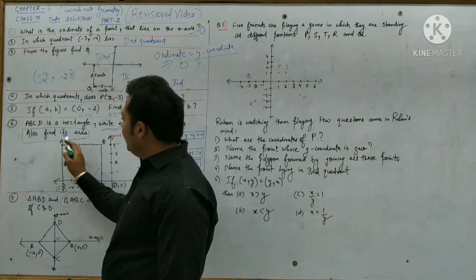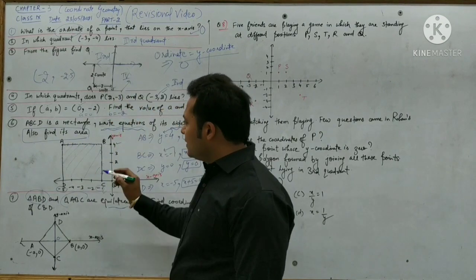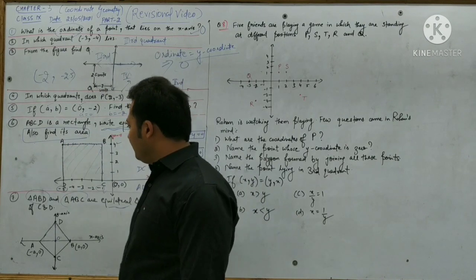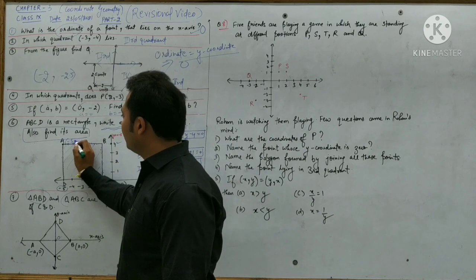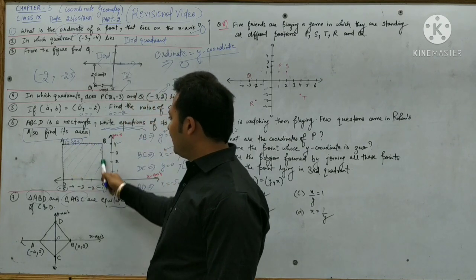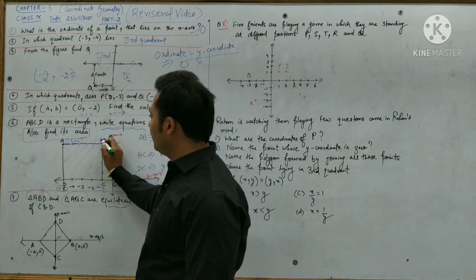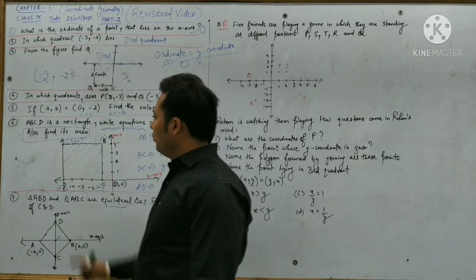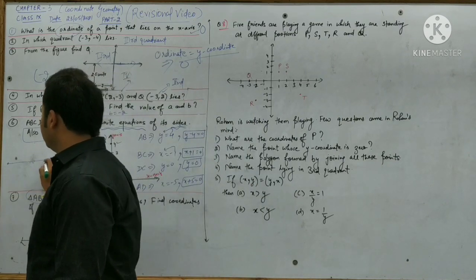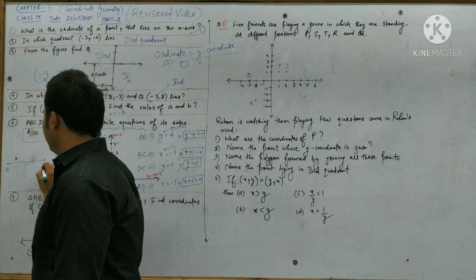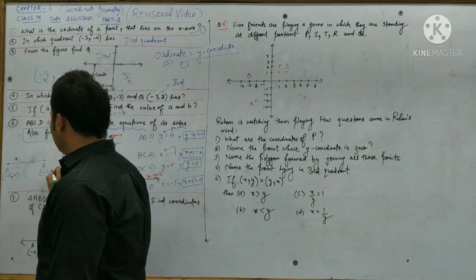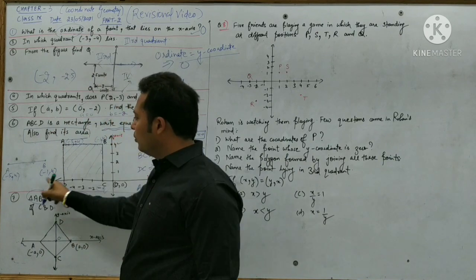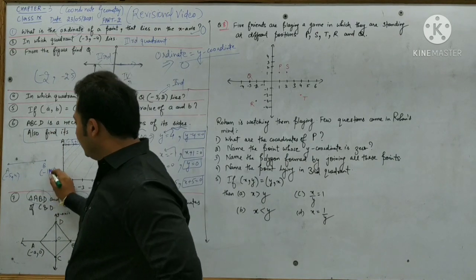Now we are to calculate its area. See, the value of A will be (-5, 4) and the value of B will be (-1, 4). Now consider these two points A and B, (-5, 4) and (-1, 4). See, both have equal y coordinates, so leave them.